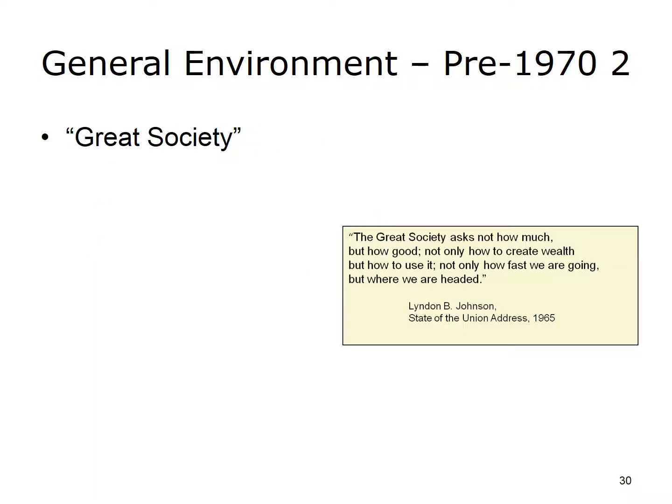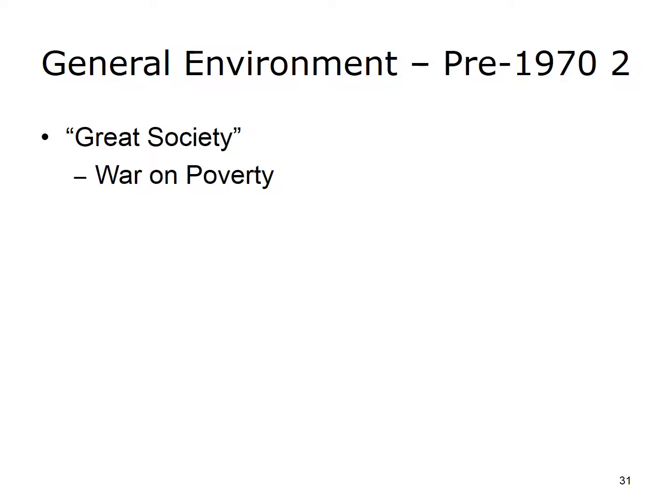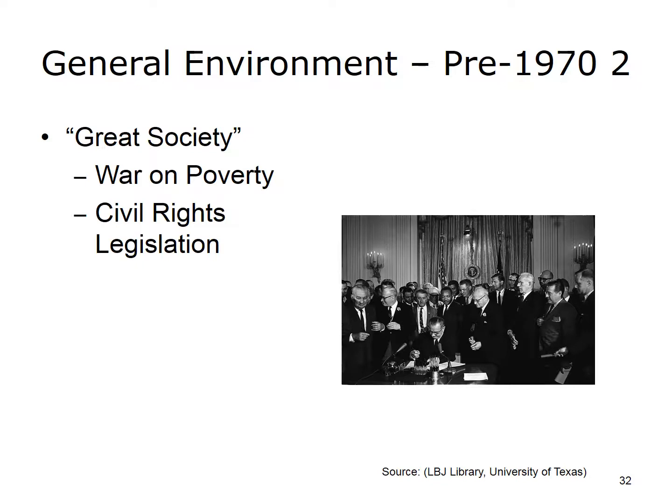At about the same time in the mid-1960s, the idea of the Great Society was introduced. This was President Lyndon Johnson's social program where he declared war on poverty. There was also civil rights legislation. The picture shows President Lyndon B. Johnson signing the 1964 Civil Rights Act.